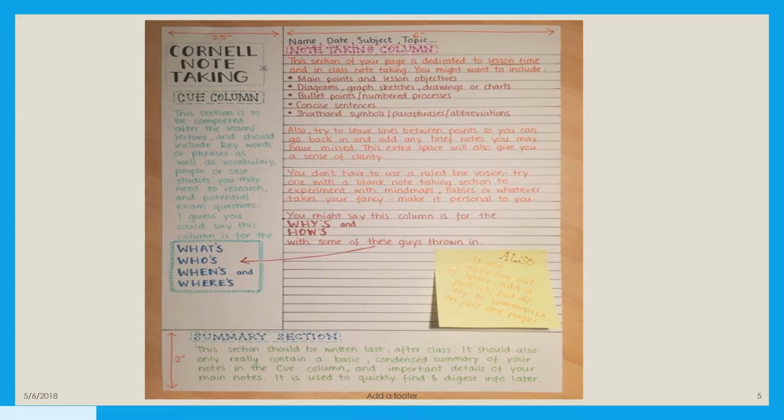To get the most out of a flipped classroom, students should utilize the Cornell note-taking method. This method requires students to organize notes in a certain way demonstrated by this image. As you can see, student notes will be divided into three sections.